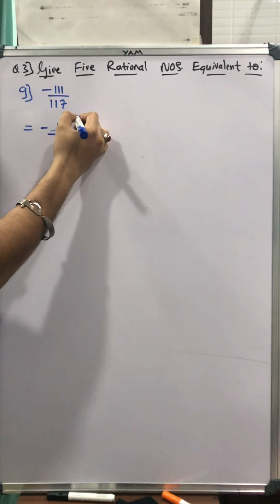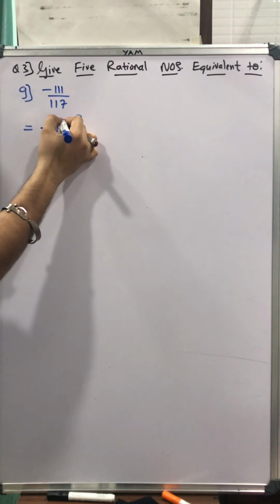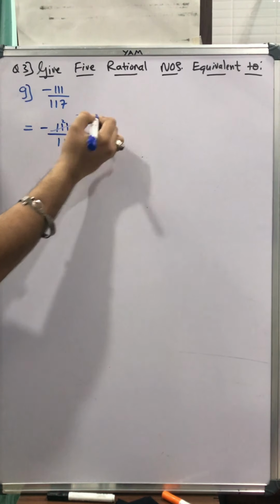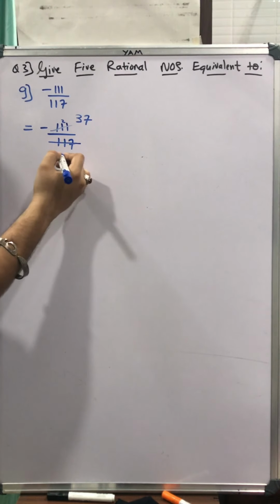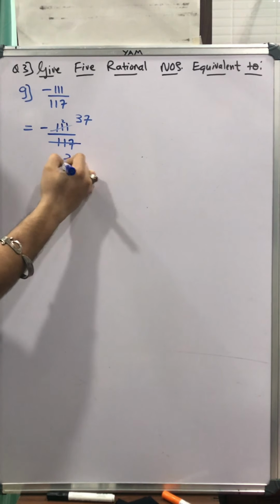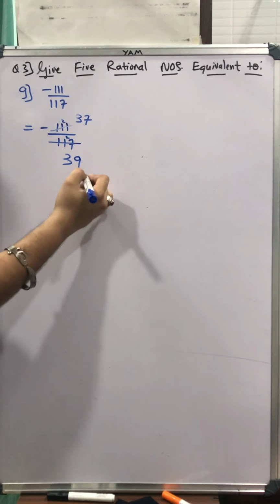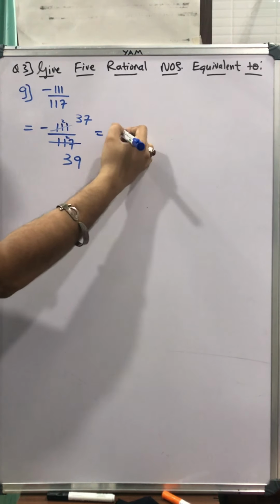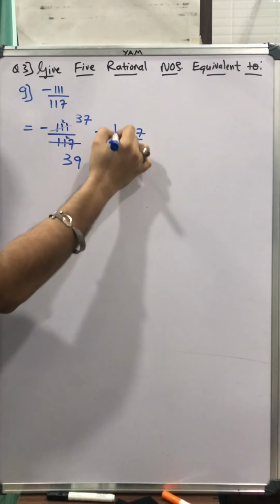I'll say 3 3s are 9. It's 11 here, so remaining 2 carry. 3 7s are 21. Then down here I'll write 3 3s are 9, 2 carry. 3 9s are 27. Don't forget this minus sign. So minus 37 upon 39.